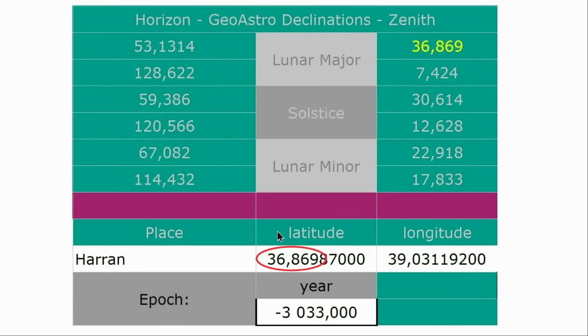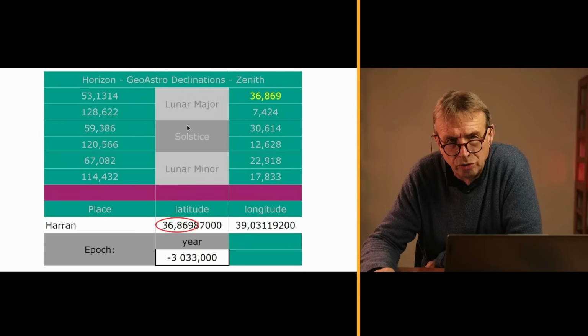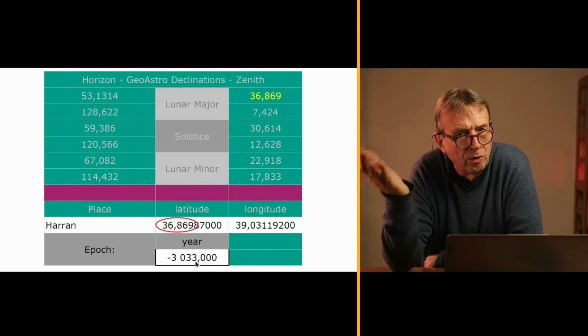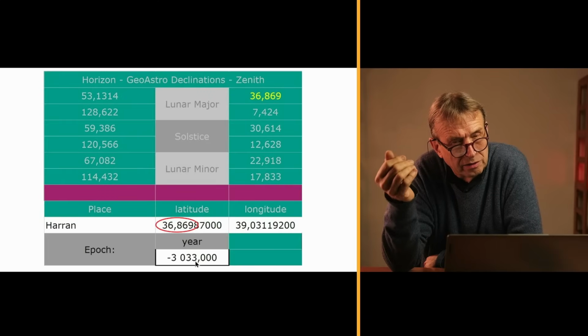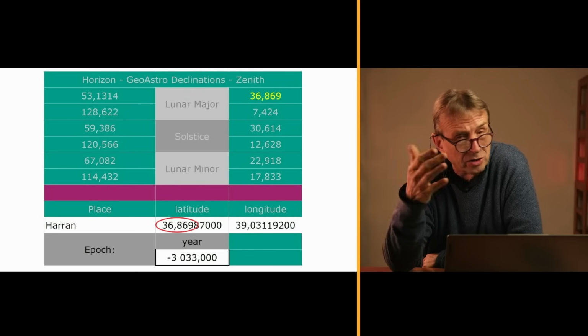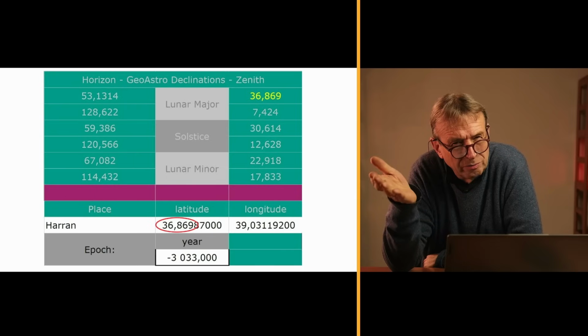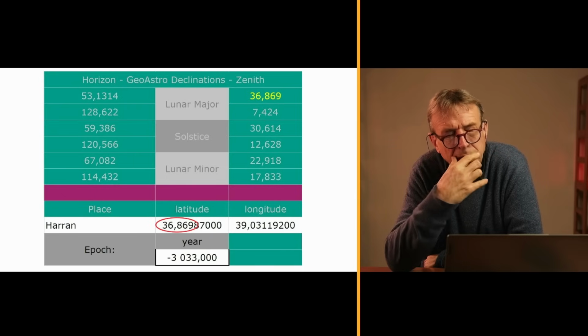Now let's come back to Harran. Here I have a table which gives the sun and moon angles at Harran for solstice and the major moon positions. So we see the latitude of Harran here, which I showed, 36.8698. Now I've chosen the year 3033 BC. Now this is a long time before Abraham is supposedly said to have got there. The dating of the Bible is not very clear, but we're talking about 1000 BC maybe, not 3000 BC.